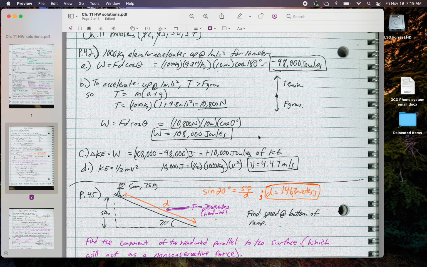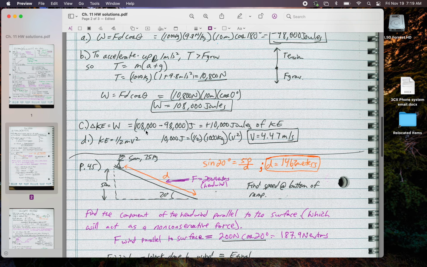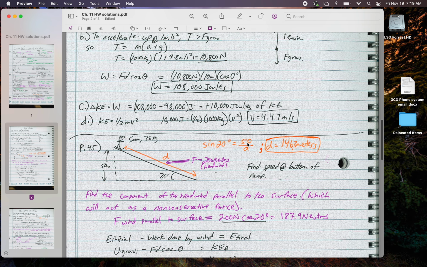Okay. And so that's 10,800 newtons. The work for that, 108,000 joules. Change in kinetic energy is equal to the work, or the net work, so that's 10,000 joules, and I can plug in and figure out how fast we're going.